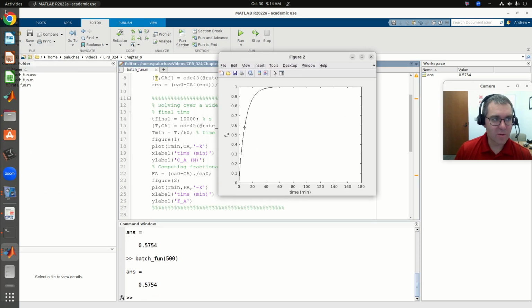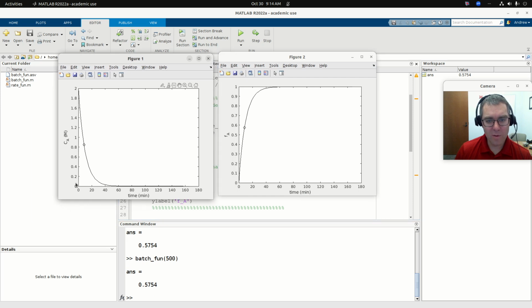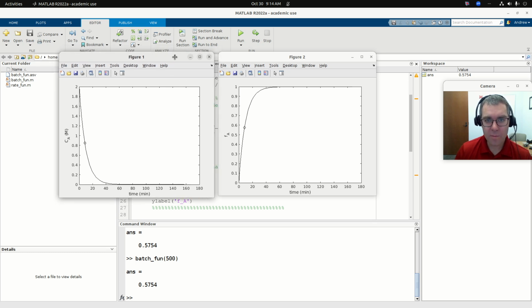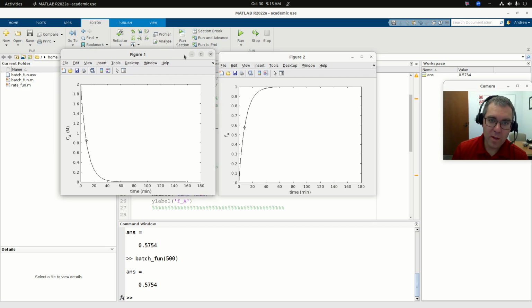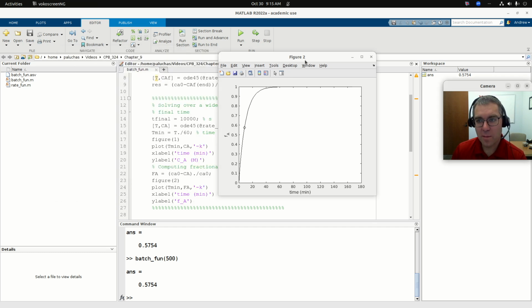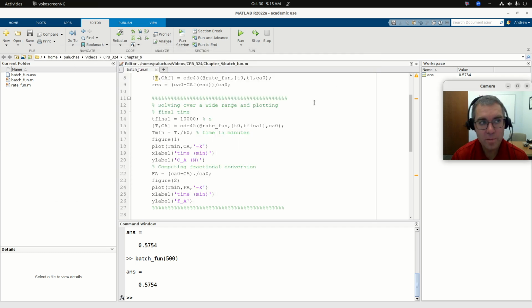Alright, so fractional conversion, beautiful. Concentration, beautiful. So I see my point right on that graph, and then it returns the fractional conversion. Alright, so now I have some function, where when the user passes a value of t, it returns back the fractional conversion. Great. So what I'd really like to do, though, is, the problem says, I want to be able to solve for the time it takes to achieve a specific fractional conversion.